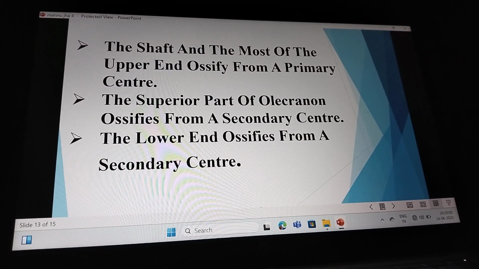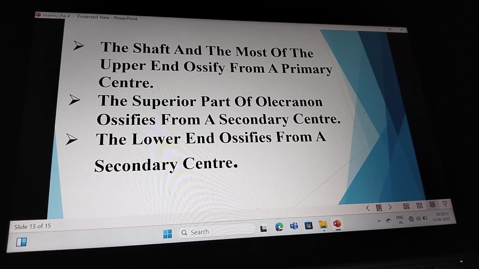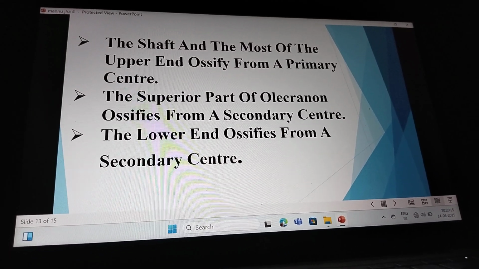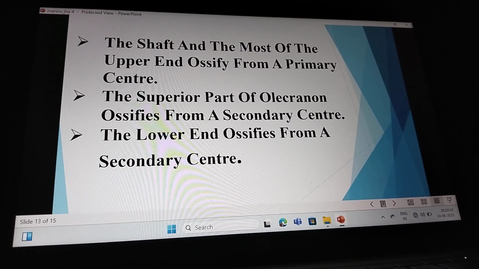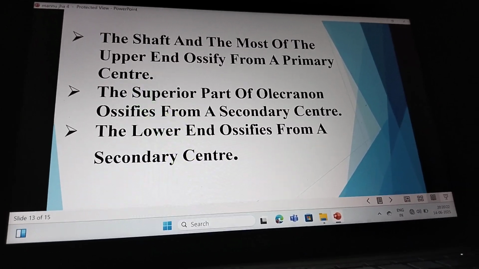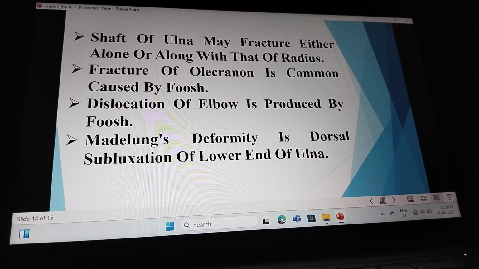The shaft and most of the upper end form a primary center. The superior part of the olecranon of the ulna is a secondary center. The lower end of the bones forms a secondary center.